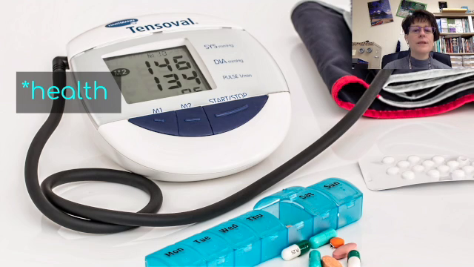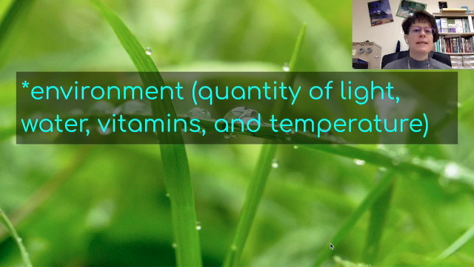Health. Healthier individuals tend to have a better metabolism. So, if there's something wrong with your health, it could slow your metabolism down. Sometimes, if you have a fever, it can speed things up. So, general health can affect metabolism. And then the environment, the quantity of light.